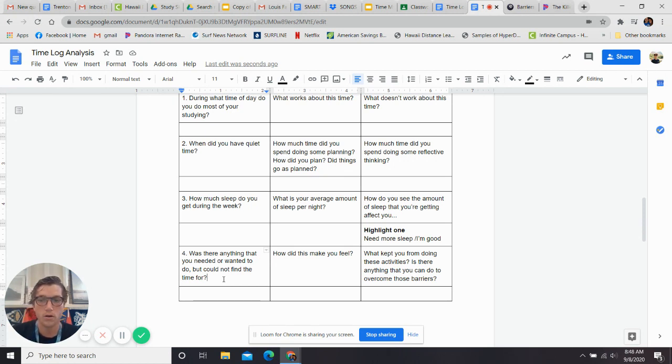How are we spending our time? And where are we spending a lot of time that's maybe taking away from other things that we want to do or could be doing that would be more beneficial for us? And maybe doing some different kind of thing. Then if you didn't get to do something you wanted to, how did that make you feel? And what kept you from doing this activity?